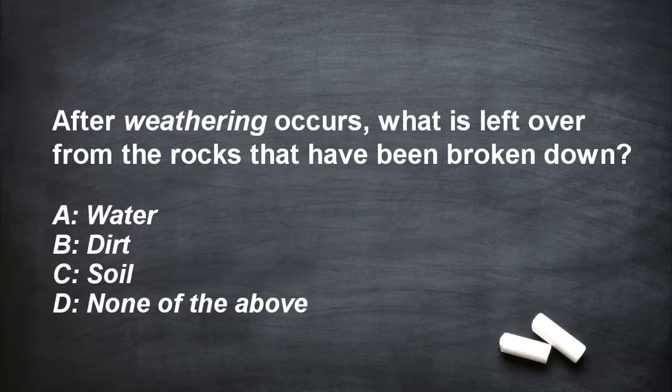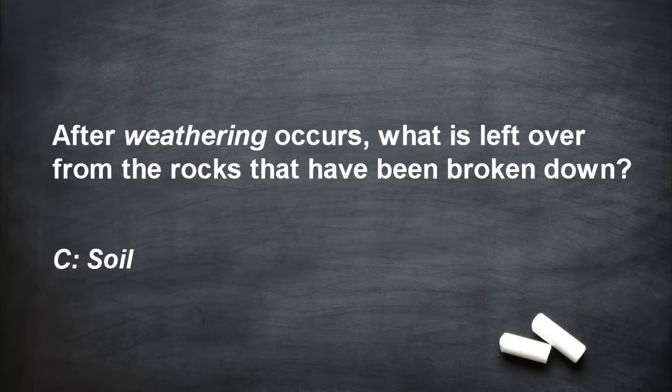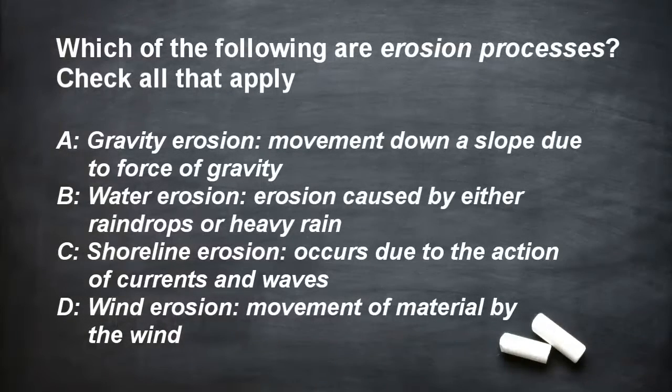After weathering occurs, what is left over from the rocks that have been broken down? Water, dirt, soil, none of the above. Which of the following are erosion processes? Check all that apply. Gravity erosion, movement down a slope due to force of gravity. Water erosion, erosion caused by either raindrops or heavy rain. Shoreline erosion, which occurs due to the action of currents and waves.